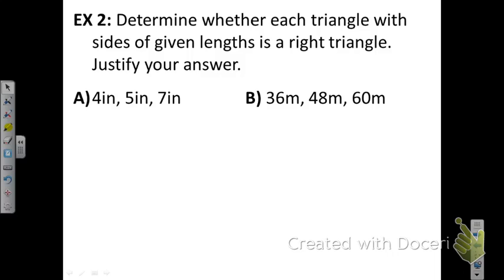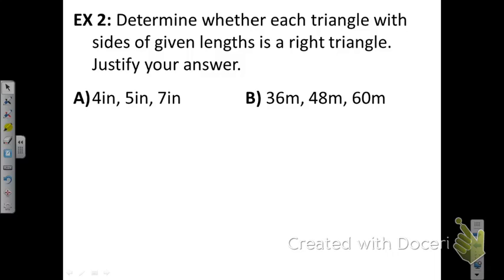Okay, so example 2 says, determine whether each triangle with sides of given lengths is a right triangle. Justify your answer. So on A, we have 4 inches, 5 inches, 7 inches. And you have to justify if this is a right triangle. Do you guys know what you are going to do with this? Anybody? We put it into the Pythagorean theorem.